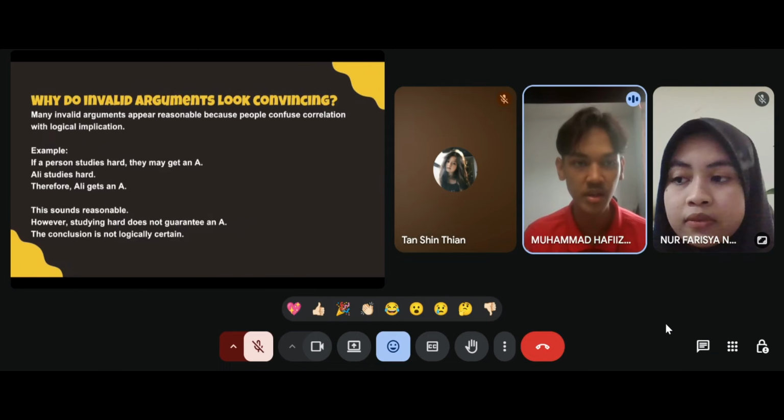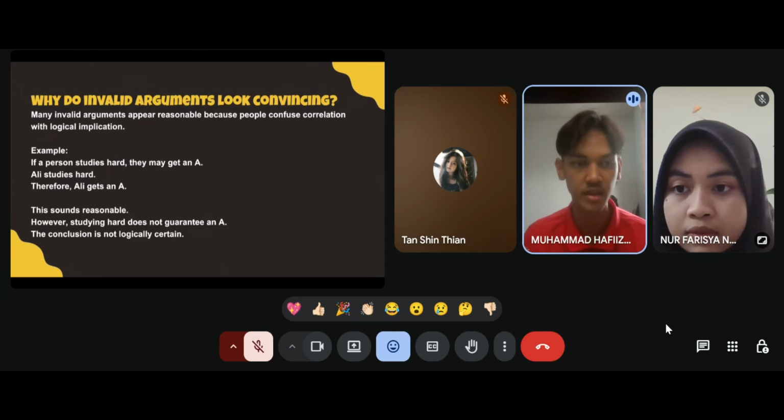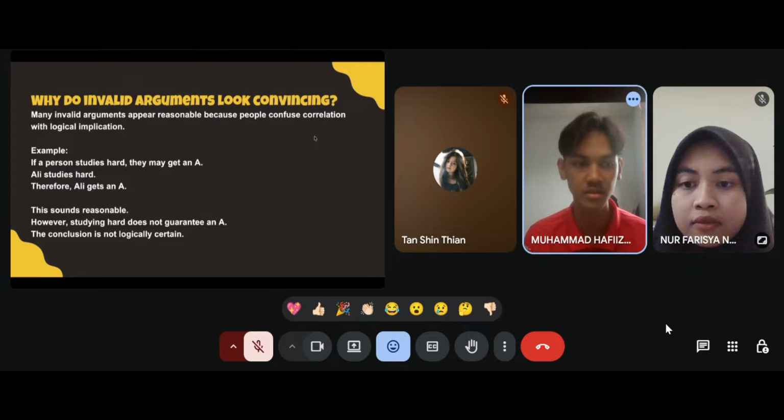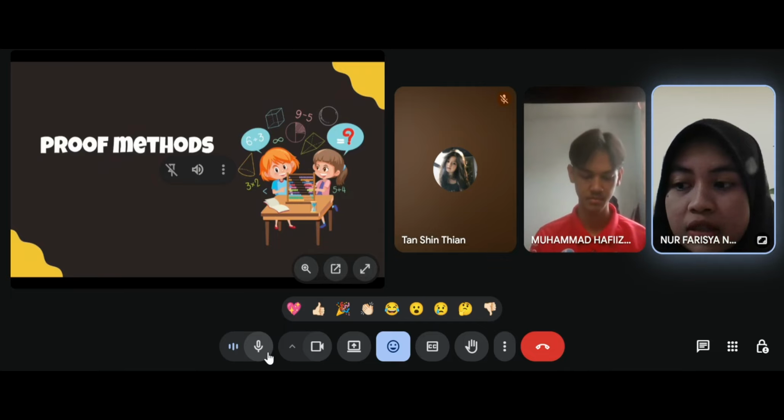Many invalid arguments appear reasonable because people confuse correlation with logical implication. Example: if a person studies hard, they may get an A. Ali studies hard. Therefore, Ali gets an A. This sounds reasonable. However, studying hard does not guarantee an A. The conclusion is not logically certain. So let's continue with the proof methods.